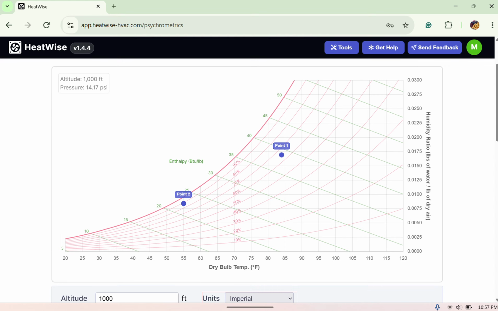So that is it for the HeatWise tutorial on psychrometrics part 2. In part 3 we will look at the actual math behind some of these psychrometric processes, so the math behind the cooling and determining enthalpy and so on. So we'll see you there.